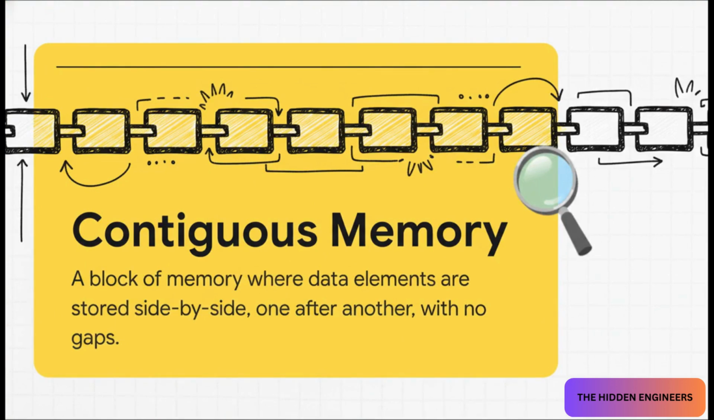I want you to picture a row of perfectly connected boxes, all lined up one after the other. That's pretty much what an array looks like in your computer's memory. Every single element is sitting right next to its neighbors, with absolutely zero space in between. And this perfect, unbroken chain is the key to everything.